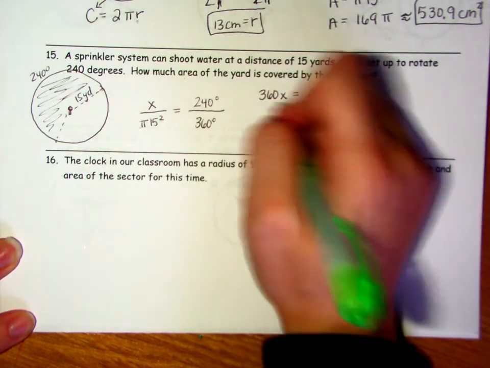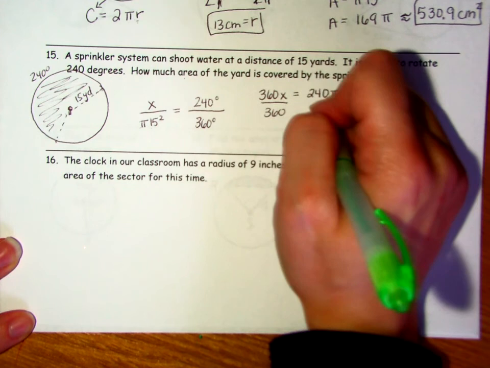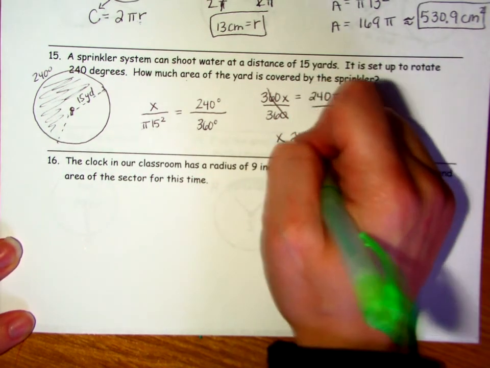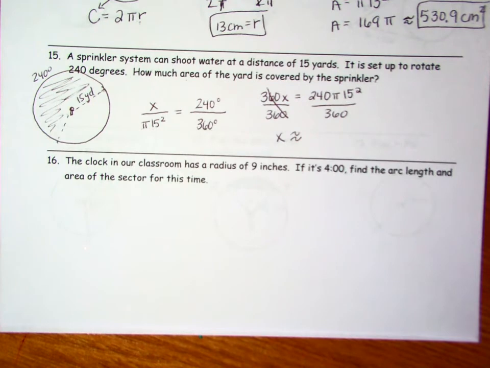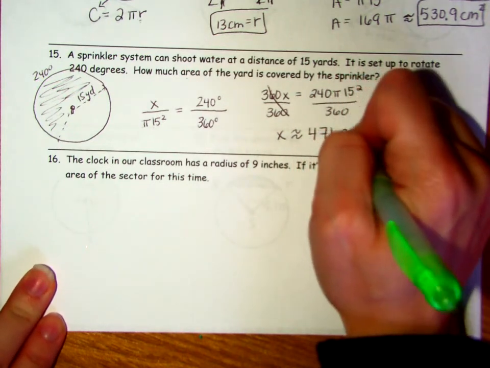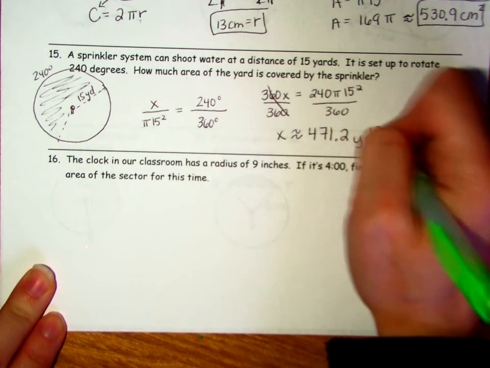And then we can divide both sides here by 360. These will cancel, and x is going to be approximately, give me just a second to plug it in. It's going to be approximately 471.2 yards, and since this is area, squared.